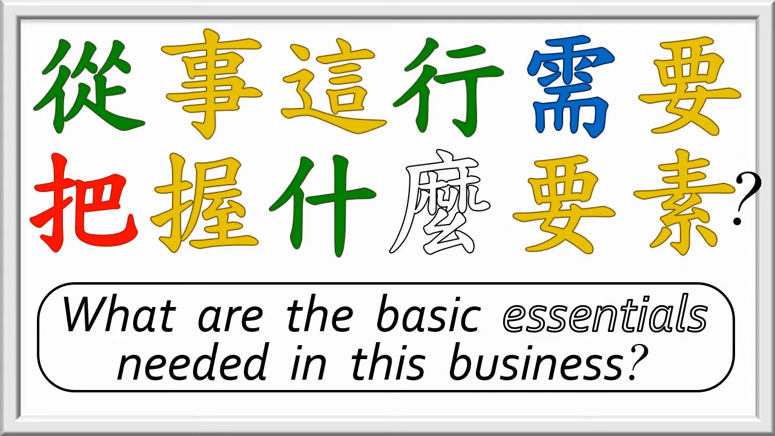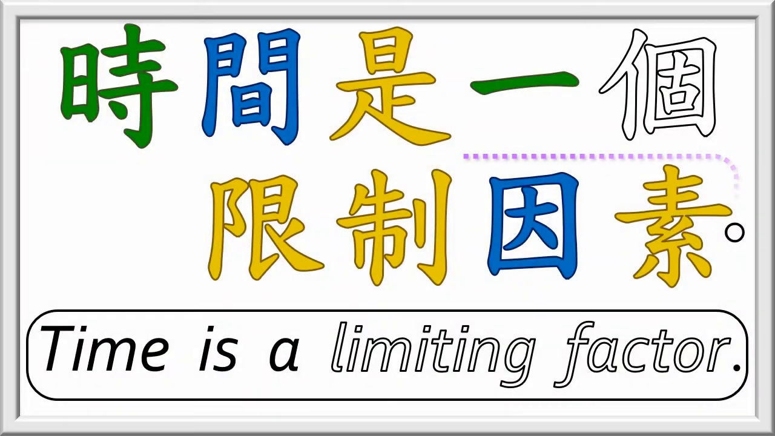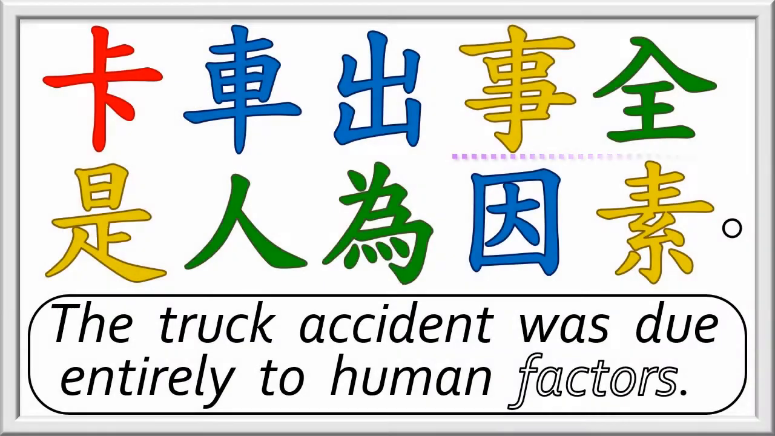要素 is a basic essential. 从事这行需要把握什么要素? What are the basic essentials one needs to grasp in this business? 因素 is a factor or original element. 时间是一个限制因素. Time is a limiting factor. 卡车出事全是人为因素. The truck accident was due entirely to human factors.